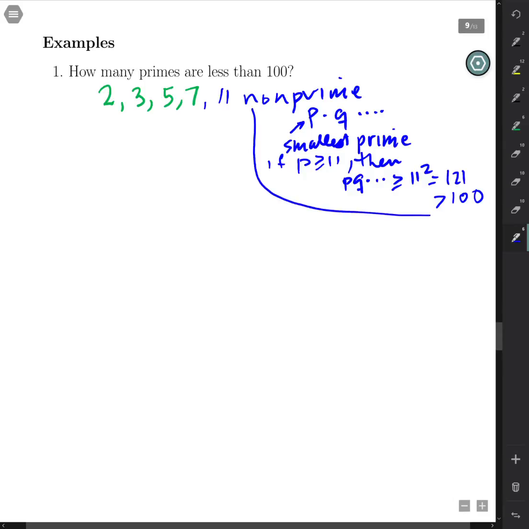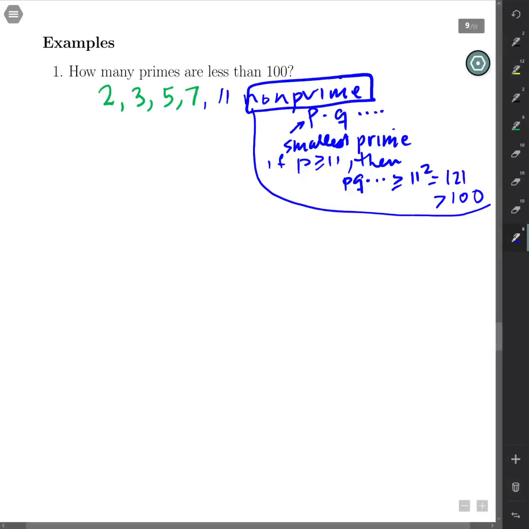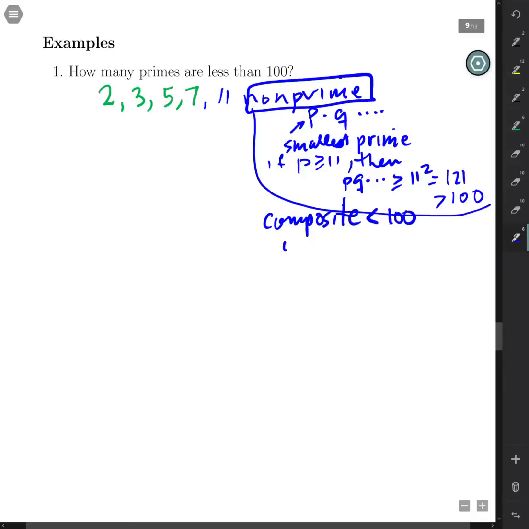So I guess what that is telling us is that if we have a non-prime number less than 100, a composite number as we call it, its smallest prime must be less than 100. So a composite less than 100 is divisible by 1 of 2, 3, 5, and 7, right? So we have our starting 4 primes.